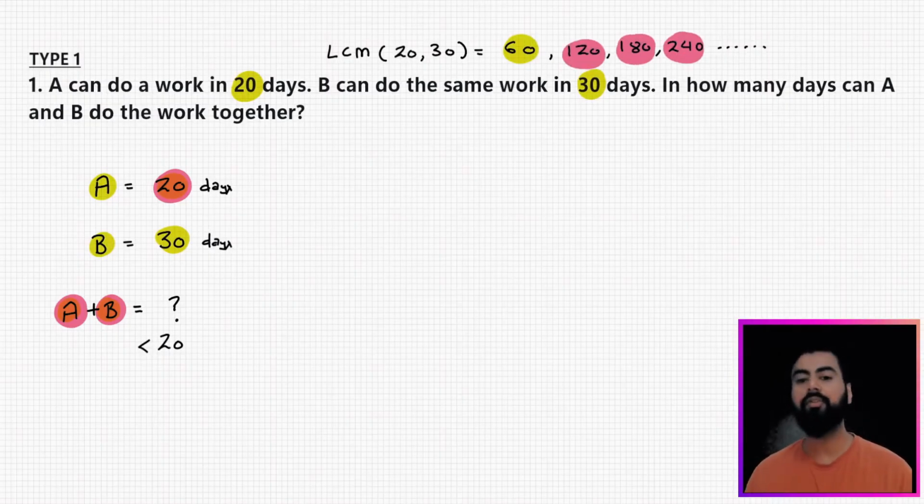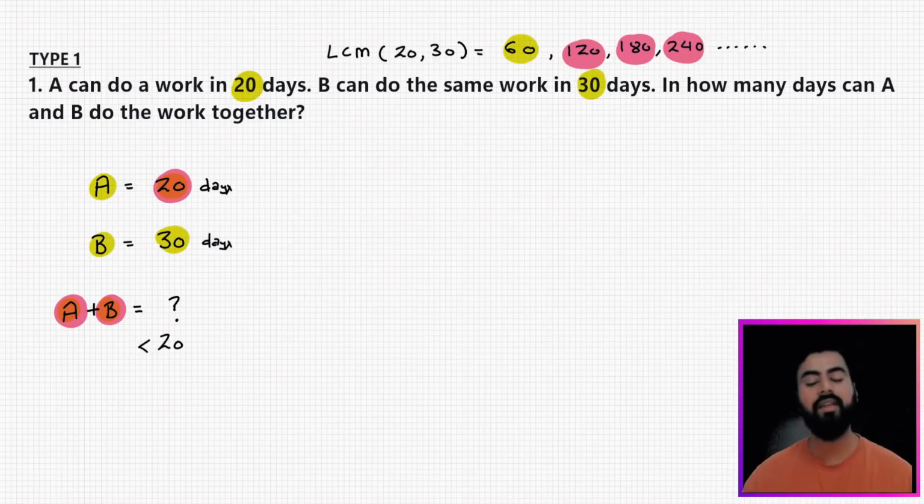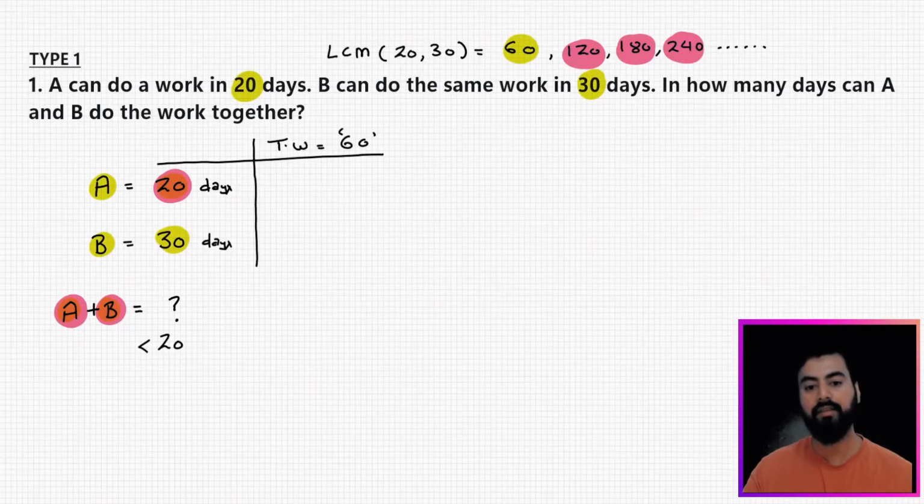I'm not saying these values will not work and not give you the answer. They will also give you the answer, but it will be a little time consuming. That is all. So always think for the LCM. So let me assume the value of total work as 60 units. That is the LCM, 60 units.